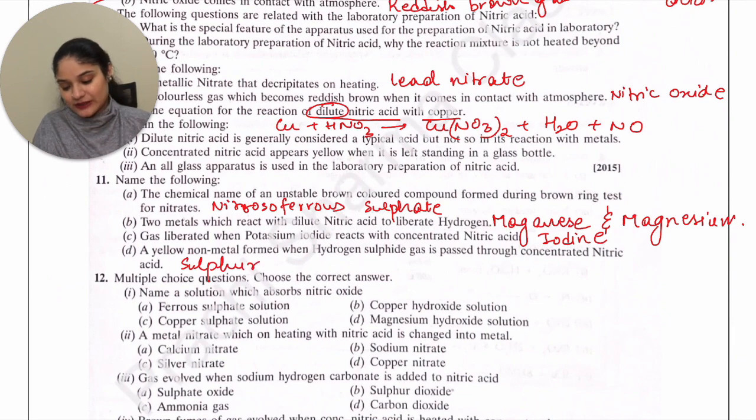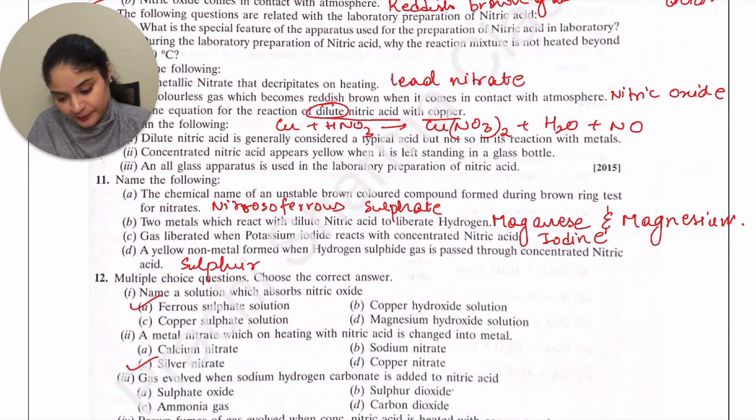Now the next question is 12. Multiple choice question. Choose the correct answer. Name a solution which absorbs nitric oxide. So the solution should be ferrous sulfate solution, which has a tendency to absorb nitric oxide. Second is a metal nitrate which on heating with nitric acid is changed into metal. A metal nitrate which turns into a metal should be silver nitrate. Okay, so silver nitrate has a tendency to convert into metal.